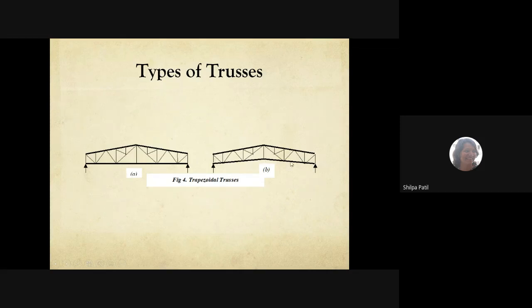This is a trapezoidal parallel chord truss. The shape is like a trapezoid, but the top chord and bottom chord members are parallel to each other. So this is a trapezoidal parallel chord truss, whereas this is simply a trapezoidal truss. Both these trusses are indeterminate types of trusses.